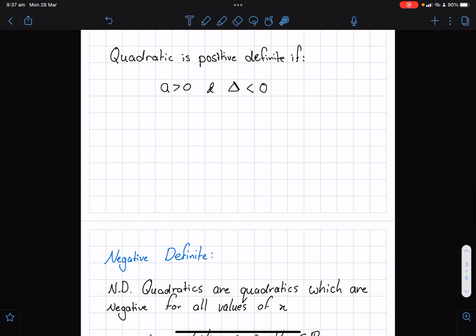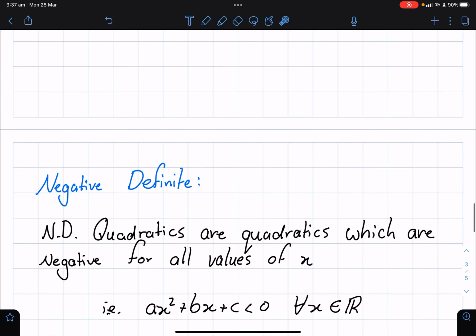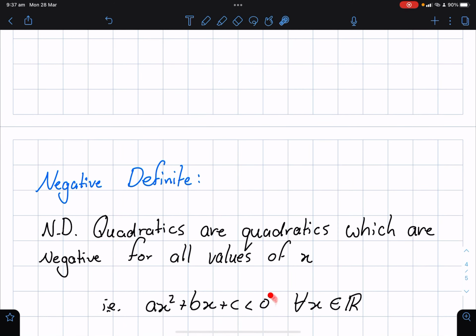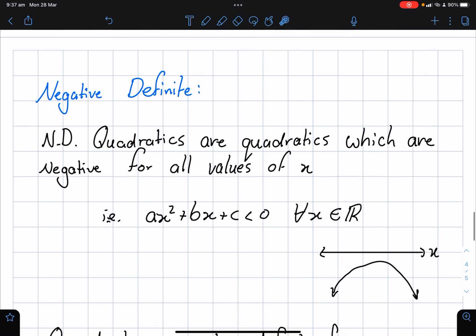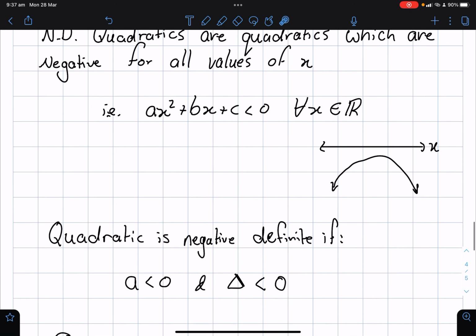For negative definite quadratics, they are quadratics which are negative for all x values, okay? So similar thing, a general quadratic ax squared plus bx plus c is less than 0 for all x in the real number set. And our graph will look something along these lines. We'll have a concave down all below the x-axis, all right? So a quadratic is negative definite if, same conditions as above, but our a will be less than 0, okay? So we need that concave down shaped quadratic, and our discriminant is still less than 0, okay?